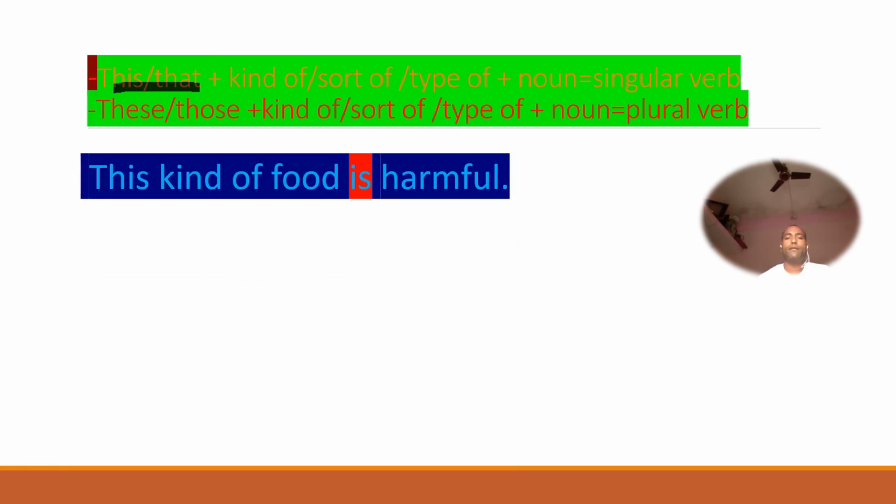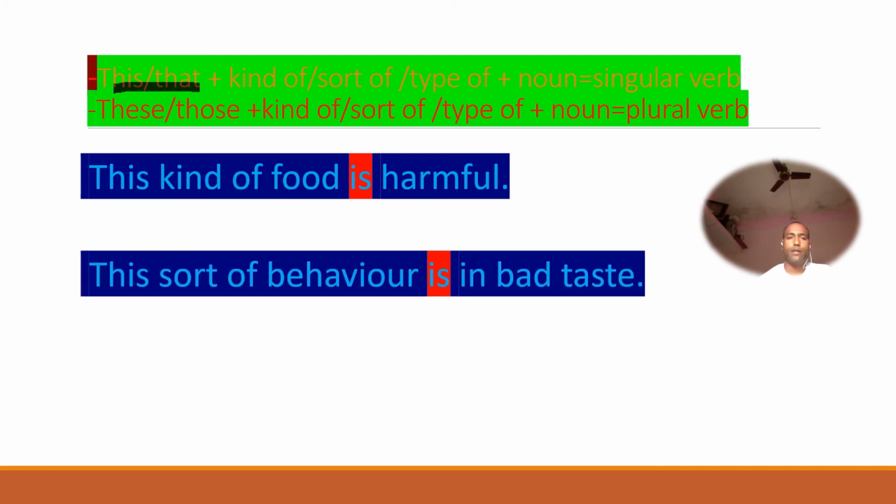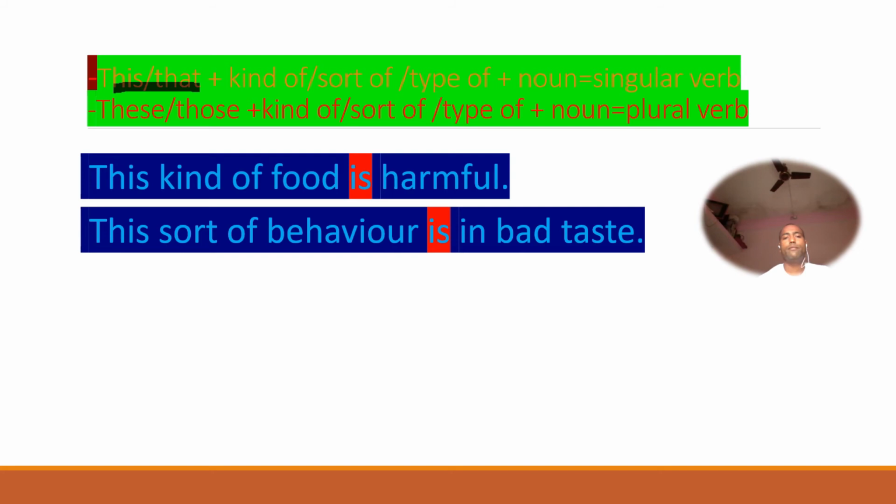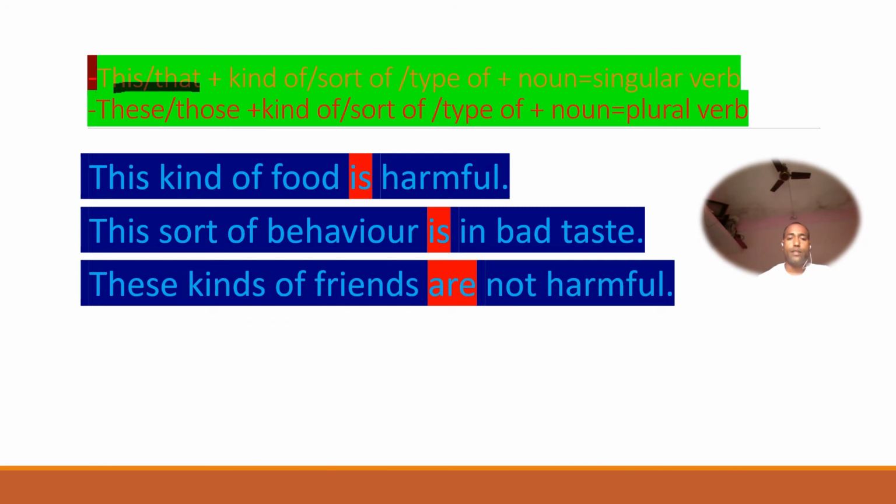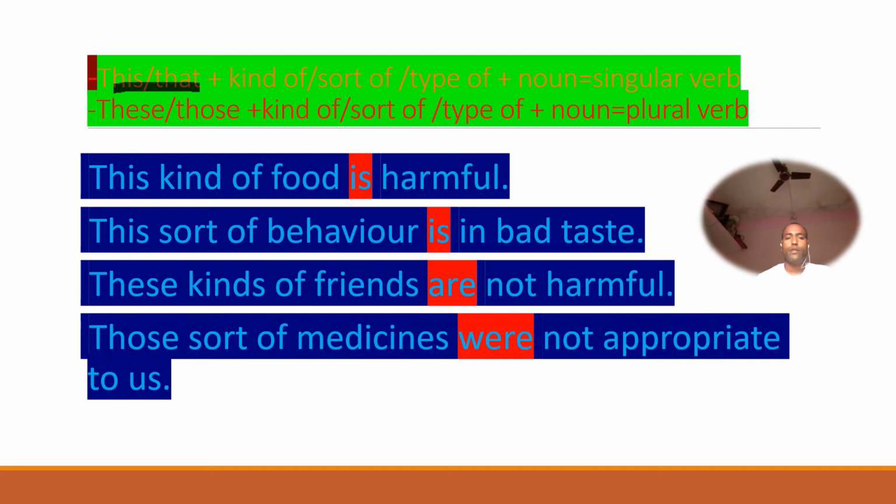Let us see here. This kind of food is harmful. Similarly, this sort of behavior. This sort of is here, so is, singular verb is used. In the same way, these kinds of friends. See here, these kinds of, or these sorts of, or these types of, if we have, then we have to use plural verb. So plural verb are has been used here. These kinds of friends are harmful. Those sorts of medicines were not appropriate for us. Those sorts of, so it takes plural. Okay.